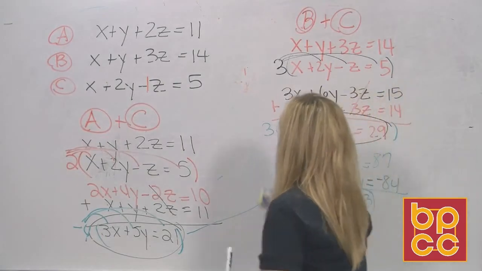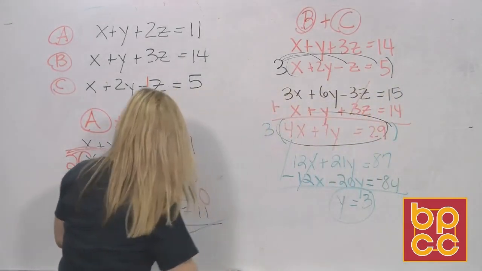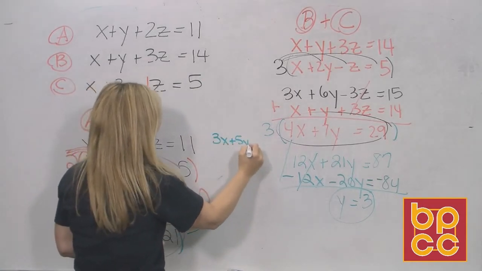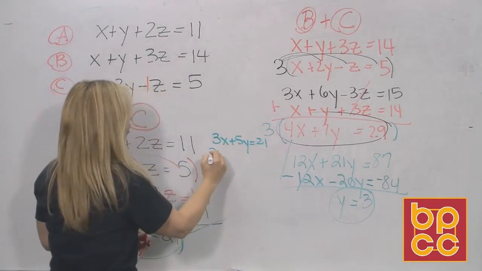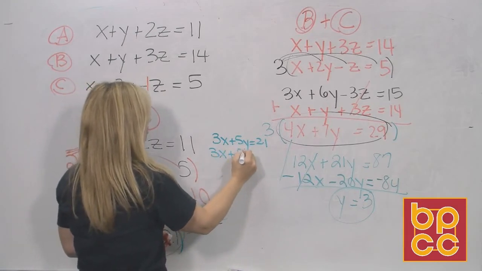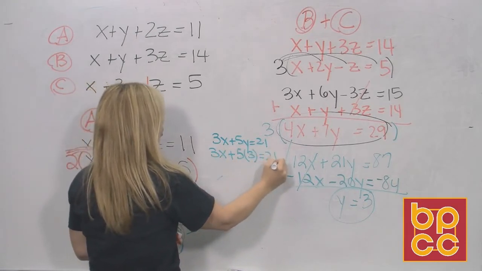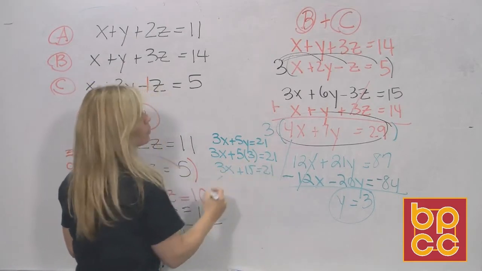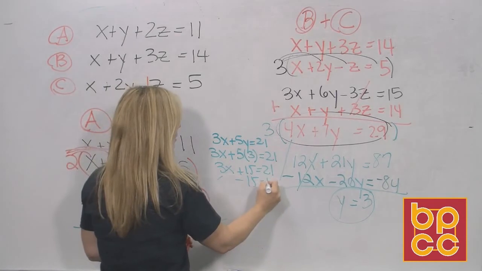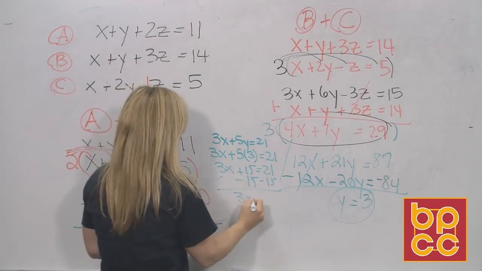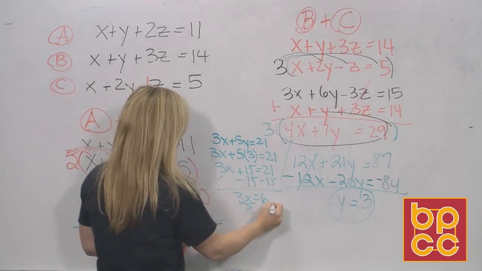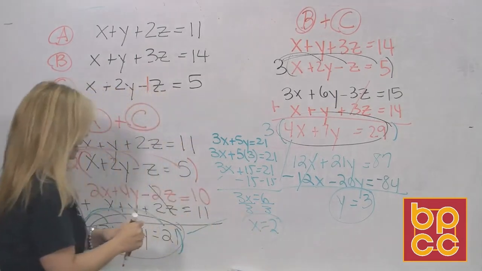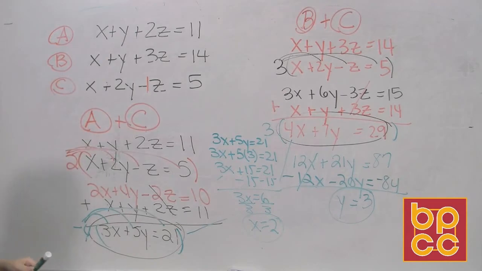I'm running out of room here. I know we use a lot of room here. So here we go. We have 3x plus 5y equals 21. We found out y is 3. So 3x plus 5 times 3 equals 21. 5 times 3 is 15. We subtract 15, we subtract 15. 3x equals 6. We divide by 3, we divide by 3. X equals 2. All right, 2 down, 1 to go.